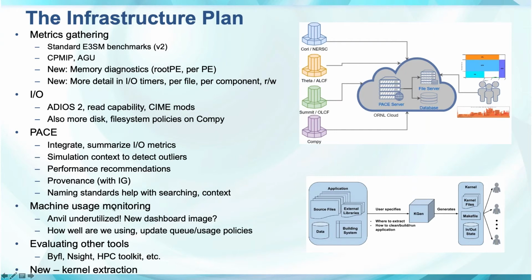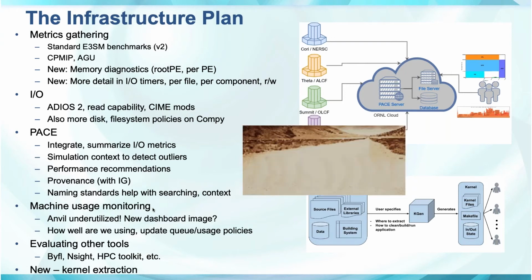So another thing we're doing, particularly for the machines that the program and the project own, is actually monitoring machine usage to see how well the machines are being used, whether we need to update queue usage policies. As one example, at one point when we started monitoring this, we looked at Anvil usage and it kind of looked like this. Everybody had been attracted by the new machines and Anvil was being underutilized. So that's an example where that's been helpful.